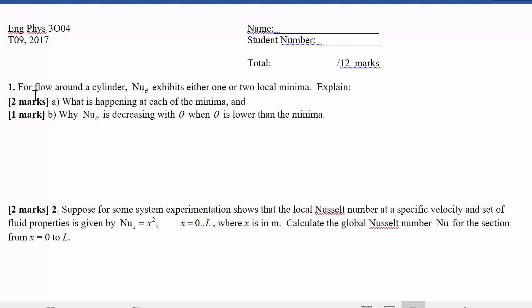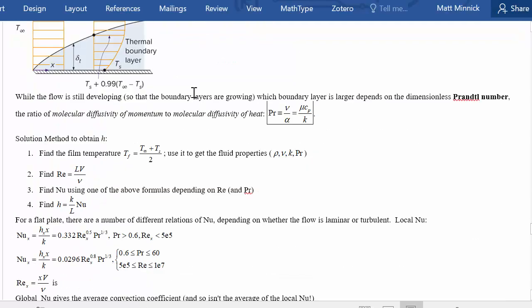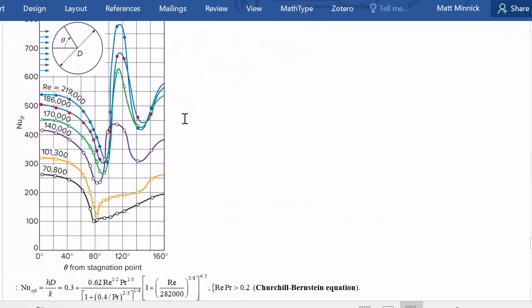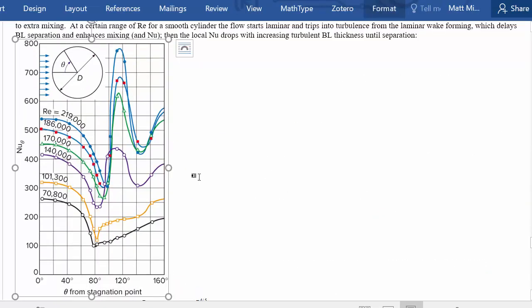So the first question is, for flow around a cylinder, Nusselt number as a function of theta exhibits either one or two local minima. Explain what's happening at each of the minima and why Nusselt number at theta is decreasing with theta when theta is lower than the minima. Okay, so this is referring to, if we go over to the topic summaries in chapter 19, section 19.4 in the textbook.